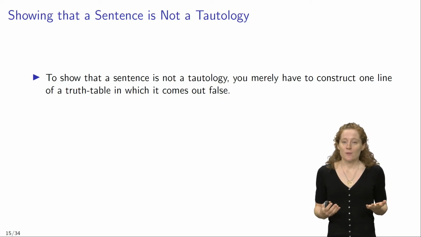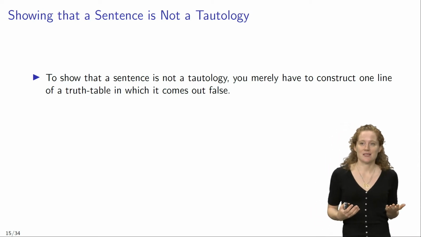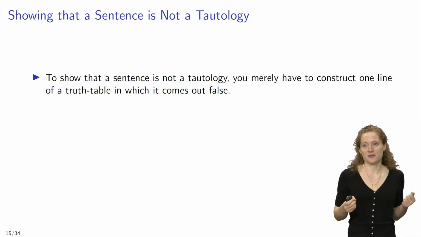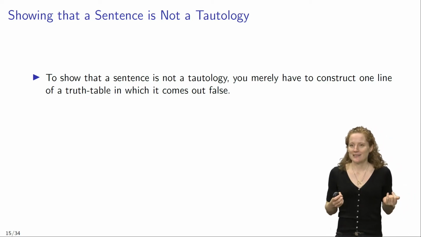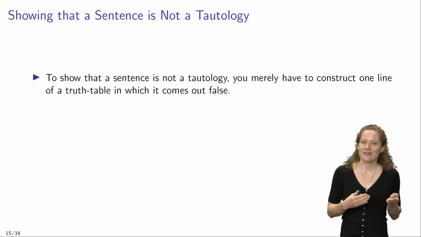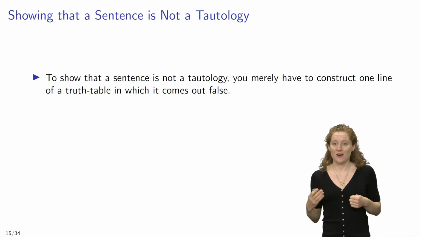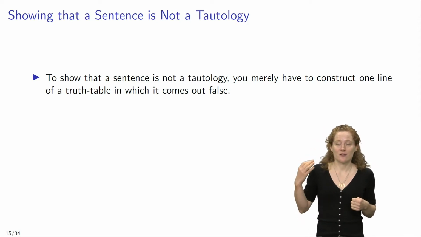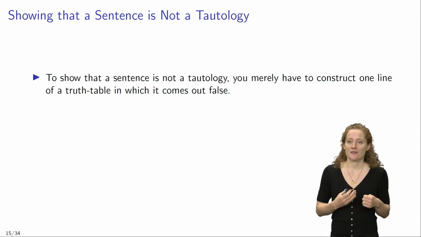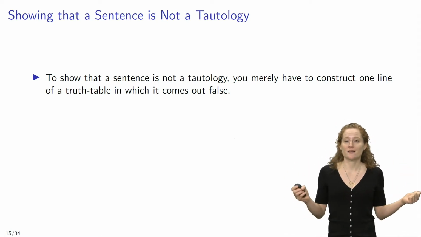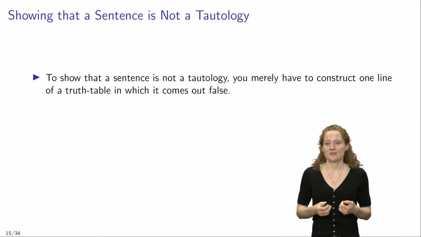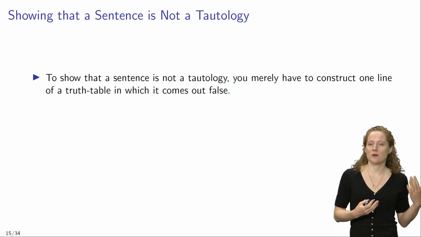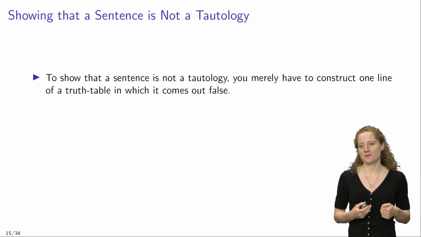For example, we can in fact show that a given sentence is not a tautology by means of just one line of a truth table. Why is that? Well, a sentence is a tautology if and only if it is true on every possible valuation. So that means that a sentence is not a tautology if and only if it is false on just one or more valuations. So showing that a sentence is not a tautology merely requires showing that there's one line in its truth table in which it comes out false.